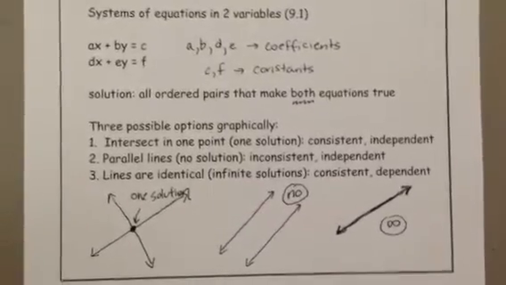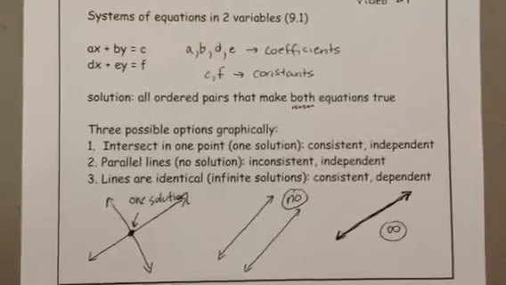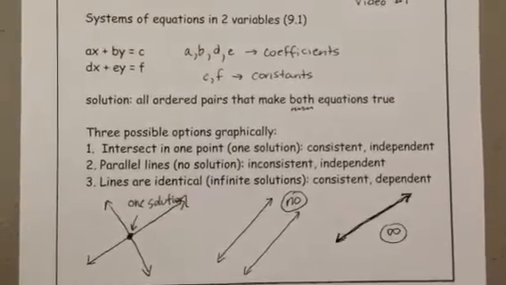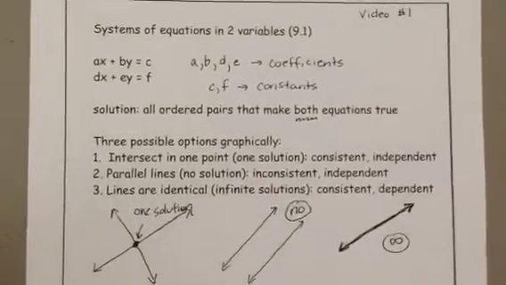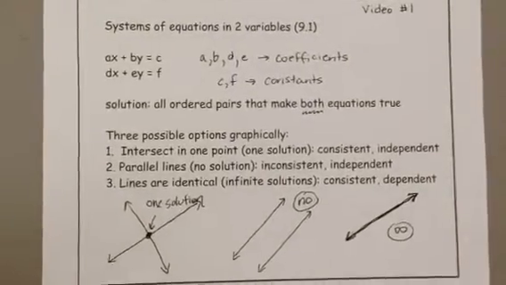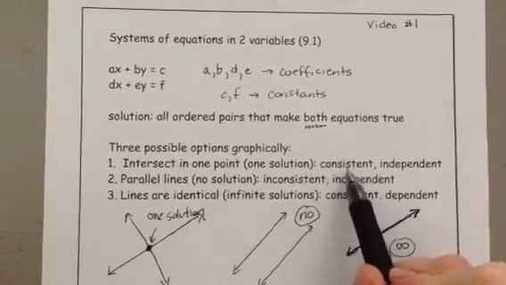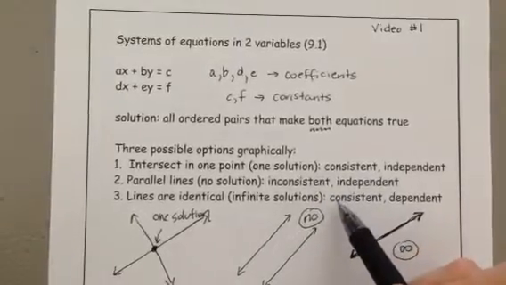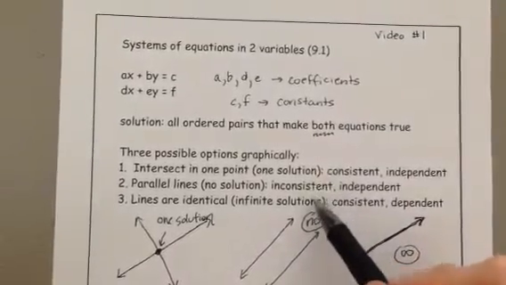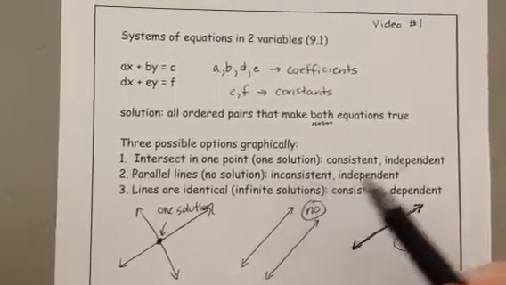Now you'll also notice by these three possibilities that we have the terms consistent and inconsistent, or independent and dependent. And I'm going to define those for you on the next slide, but just know that consistent means there's a solution. So notice possibility number 1 and possibility number 3 are consistent because they actually have a solution. 2 is inconsistent because there's no solution.